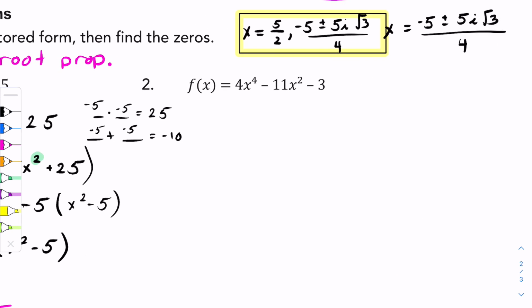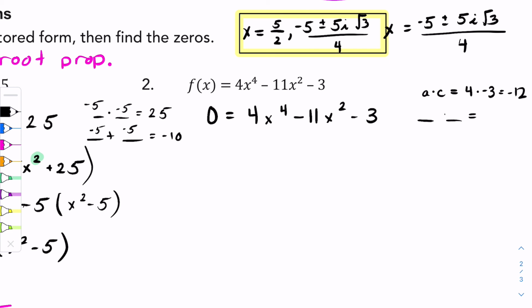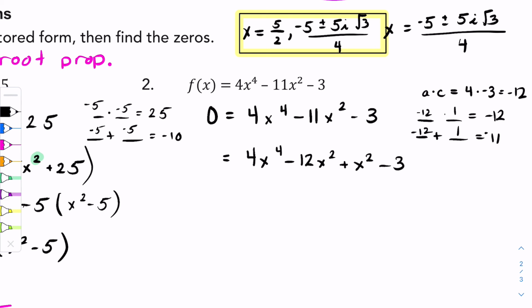And for the last example, we have 0 equals 4x to the fourth minus 11x squared minus 3. A times c is 4 times negative 3, which is equal to negative 12. So I need the two factors that multiply to equal negative 12 and the same two factors that add to equal, it's actually negative 11. That's going to be negative 12 and positive 1. I can rewrite my expression as 4x to the fourth minus 12x squared plus x squared minus 3.